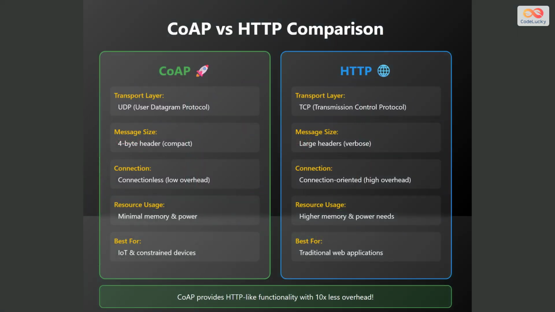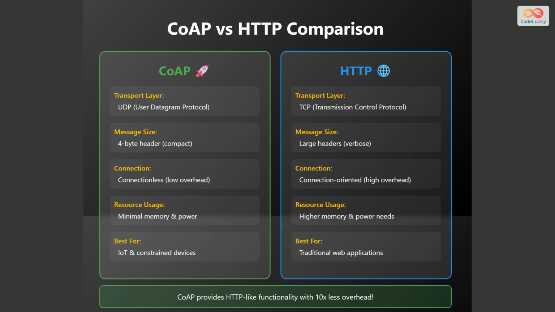Let's compare CoAP with HTTP to understand the advantages. CoAP uses UDP as its transport layer, which is connectionless and has low overhead, while HTTP uses TCP, which requires establishing and maintaining connections. The CoAP message header is only 4 bytes, incredibly compact compared to HTTP's headers, which can be hundreds of bytes long.